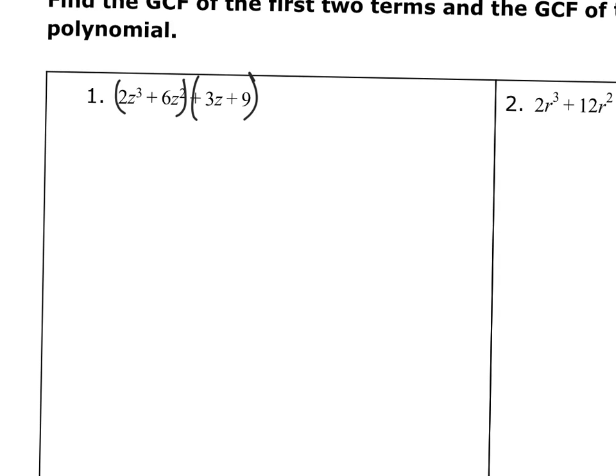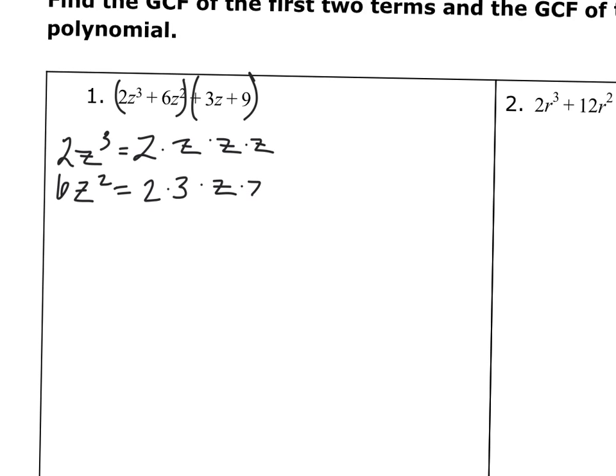So now I've got 2z cubed. I'm going to write the prime factorization of this like we did last week. So 2z cubed, that's 2 times z times z times z. 6z squared, that's 2 times 3 is 6, right? And z squared is z times z.